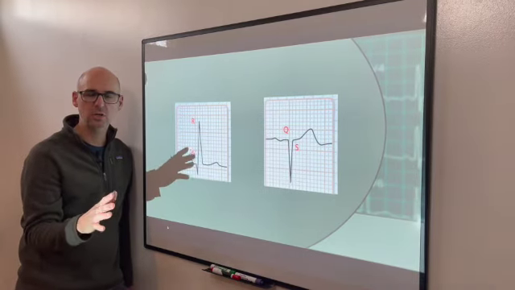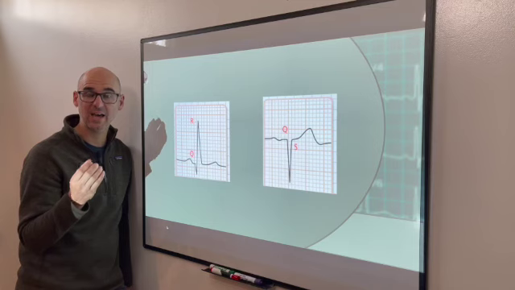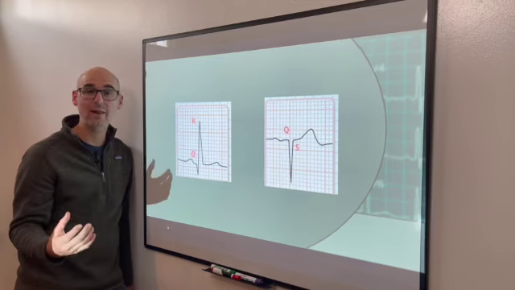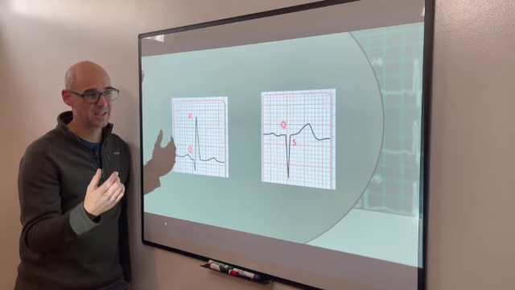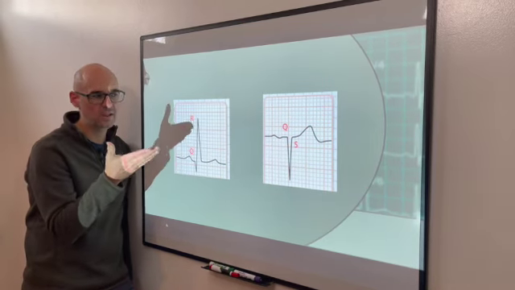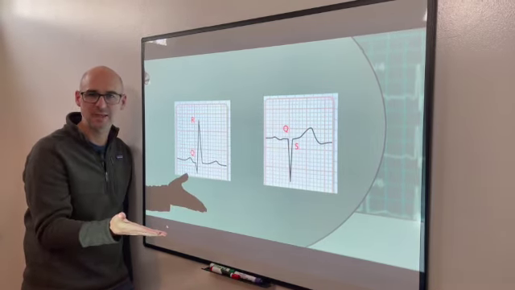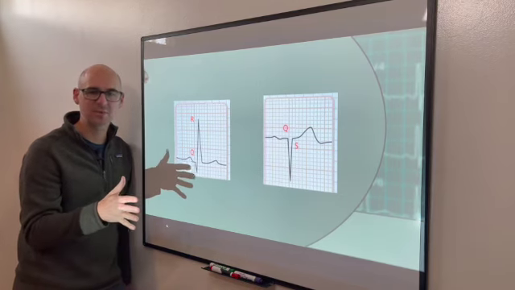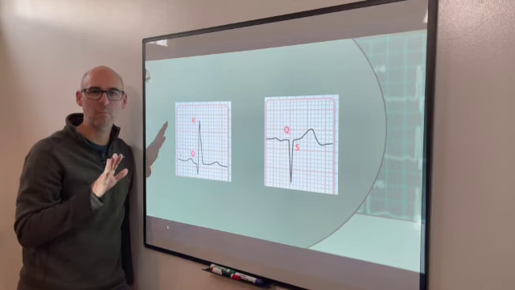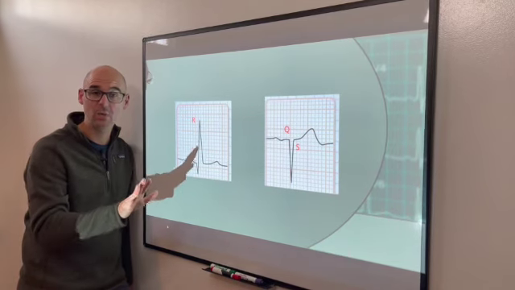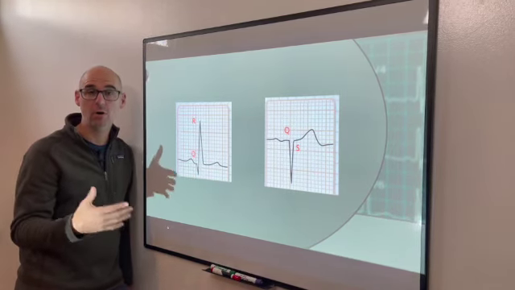And a pathologic Q wave is going to be once that Q wave has gotten wider than 1 box, or wider than 0.04 seconds. And usually what we find is not only will it get wider, but it usually also gets deeper at the same time. What that represents is depolarization actually having to move through, or actually around, an infarcted area of the heart, or dead tissue.